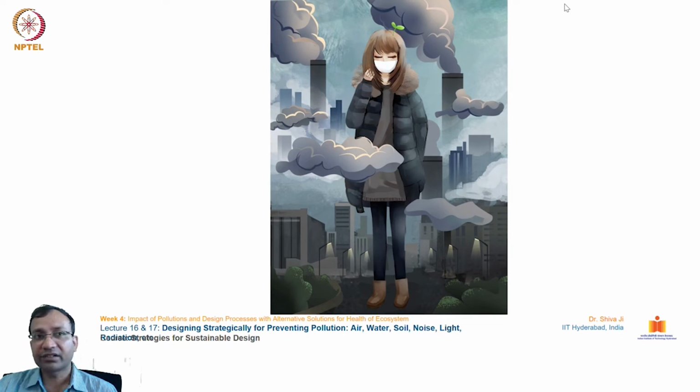This is an artist's illustration you can see over here. This girl is trapped in a suffocating city environment, with a lot of gases and poisonous suspended material in the air, and she's simply unable to breathe and open her eyes. There is a ray of hope we can see on top of her head, as two leaves of a sapling.